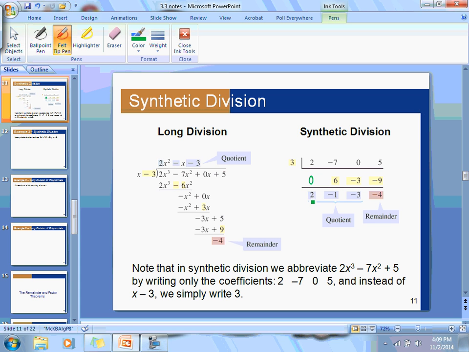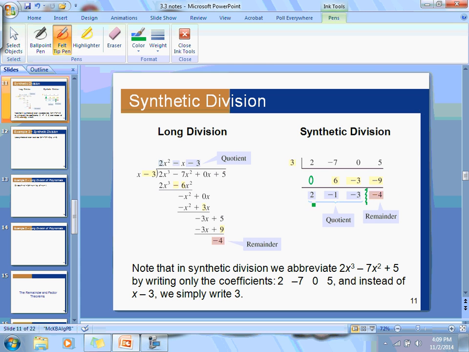And then you do 3 times 2 is 6, so that goes there. And then you add the negative 7 and the 6 to get the negative 1. 3 times negative 1 is going to be the negative 3. Add that with the 0. That 0 was there for a placeholder. So you get the negative 3. 3 times negative 3 is negative 9. And then you add that with the 5, and you get negative 4. And that last term there is always going to be your remainder.